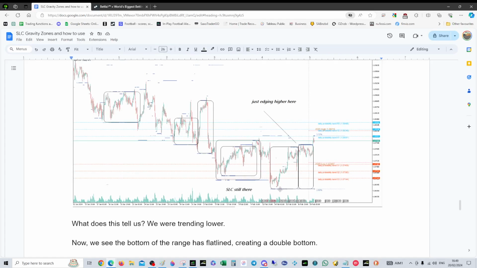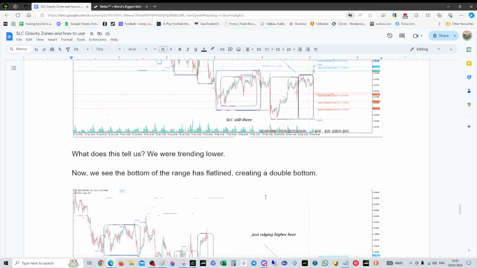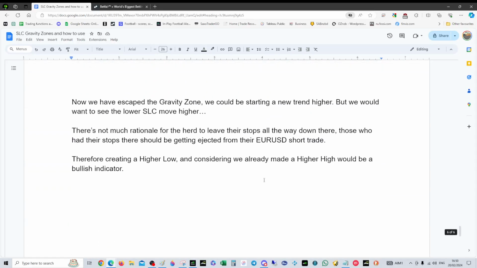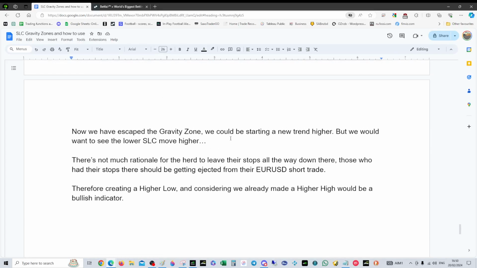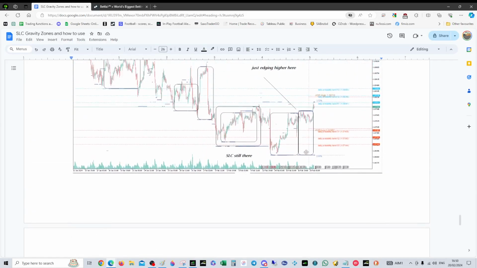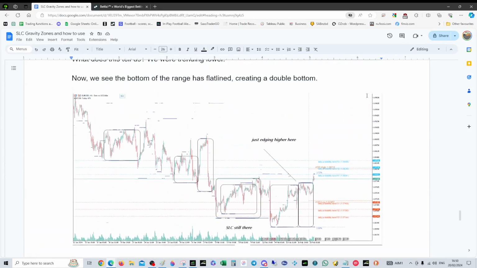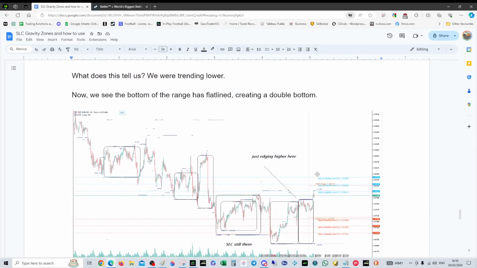Right, we've got an SLC. There is one SLC, but it's over a period of time, you could probably argue. Okay, and we're edging higher, that's fine. And now we escaped the gravity zone, we could be starting a new trend higher, but we'd want to see the lower SLC move higher. So we would want to see this higher up, and then we're going to be starting to trend higher on the Euro USD, and then we're probably going to be at 109s, 110s before you know it.